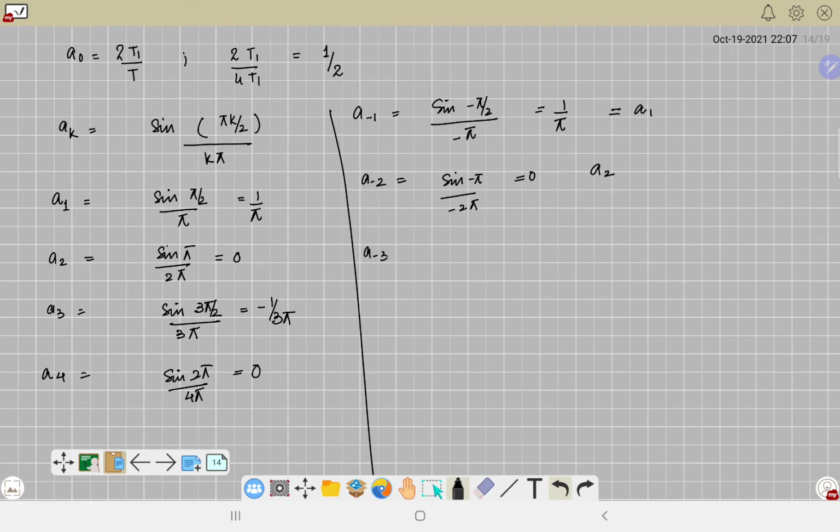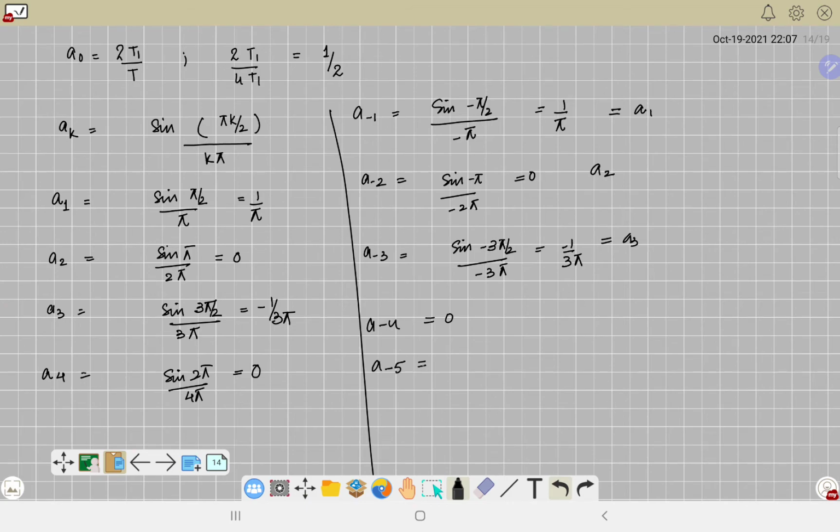Similarly, if you look at a minus 3, that will again be sine of minus 3 pi by 2 over minus 3 pi. Again that will be minus 1 by 3 pi, which again is a of 3. So symmetric coefficients are coming. A of minus 4 will again be 0.